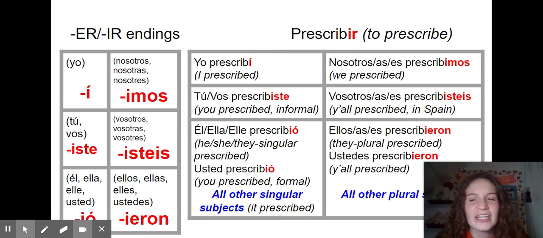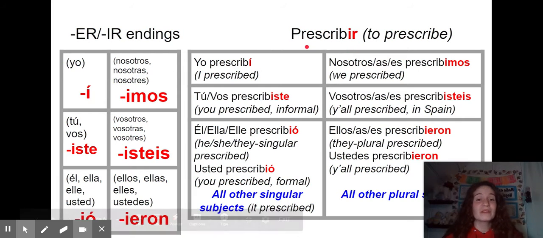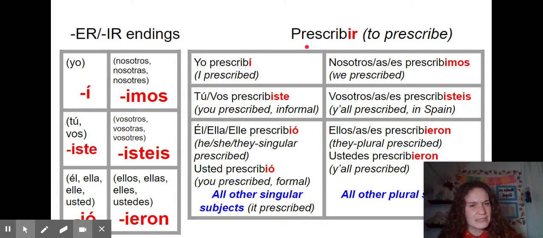Let's look at the next page. Here are some ER and IR endings on the left. And we can see now the example of this word prescribir. Prescribir means to prescribe, like to prescribe medicine.